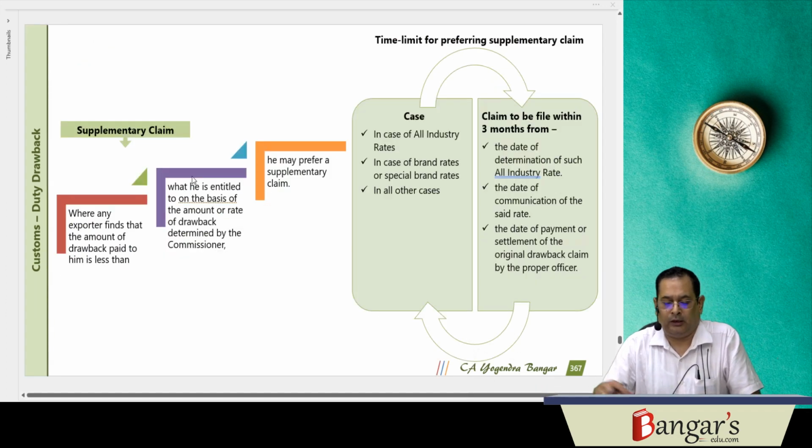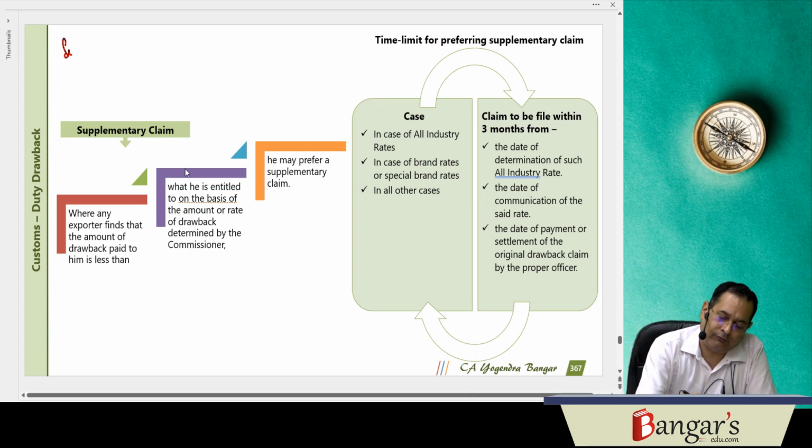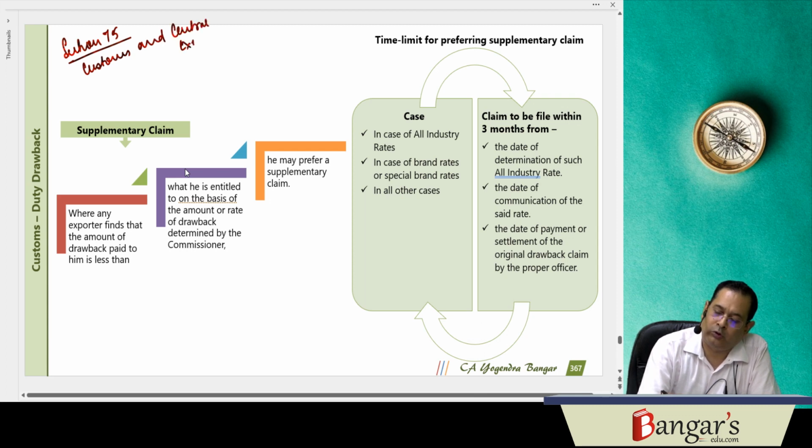Now basically for section 75, we have framed the Customs and Central Excise Duty Drawback Rules, 2017. Now basically rule 3, it is dealing with what? All industry rate. Rule 3 is dealing with the all industry rate.